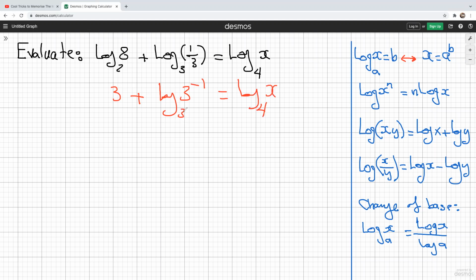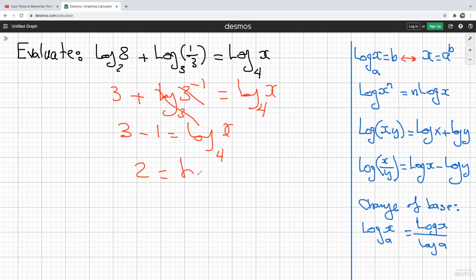Now, when you have log base 3 of 3 with the power here, you could bring the negative 1 to the front, and then you'll have negative 1 times log base 3 of 3, and log base 3 of 3 is 1, so the answer will be negative 1. Or whenever the base is the same as what you log in, you could cancel these, and then you're left with negative 1. So basically this becomes 3 plus negative 1, which is 2, equals log base 4 of x.